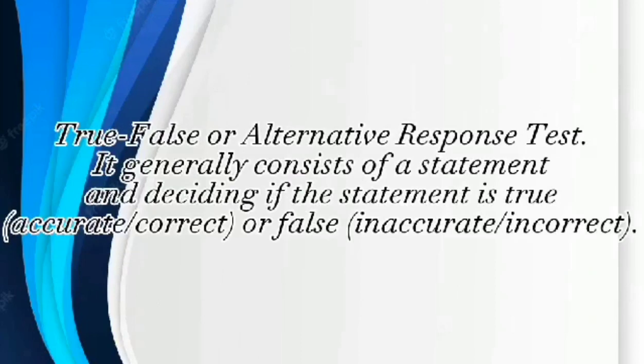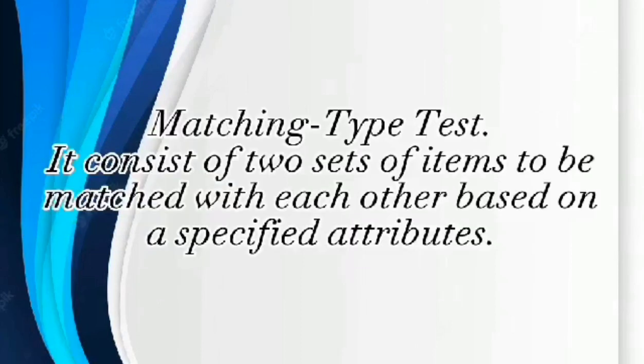True-false or alternative response test. It generally consists of a statement and deciding if the statement is true, accurate, or correct, or false, inaccurate, or incorrect. Matching type test. It consists of two sets of items to be matched with each other based on a specified attribute.